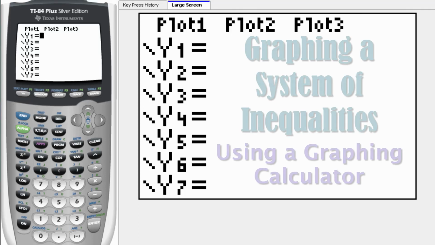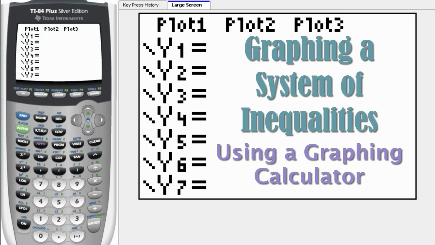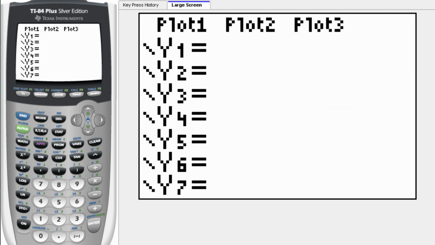In this video, I'm going to show you how to graph a system of inequalities using your graphing calculator. The first inequality I want to graph is y is greater than x plus 5. Now as you can see, I have equal signs there, but I'm going to change that later. So let's type in x plus 5.